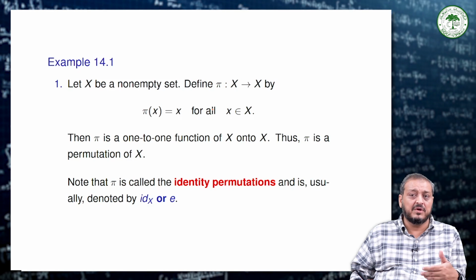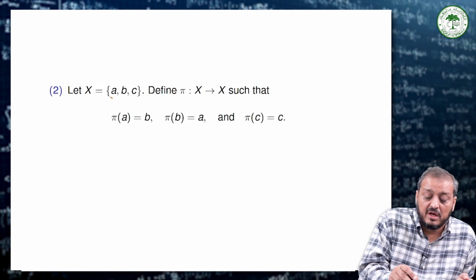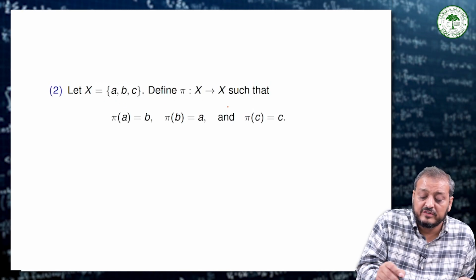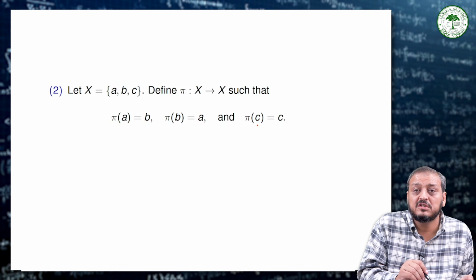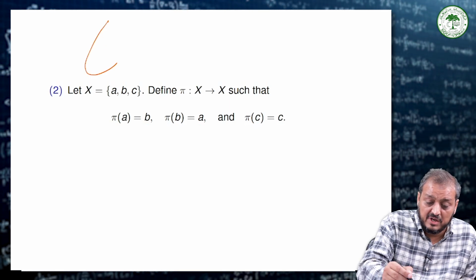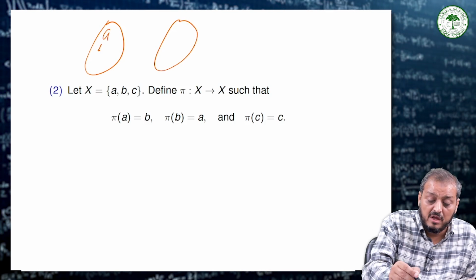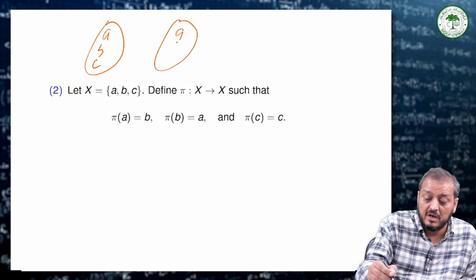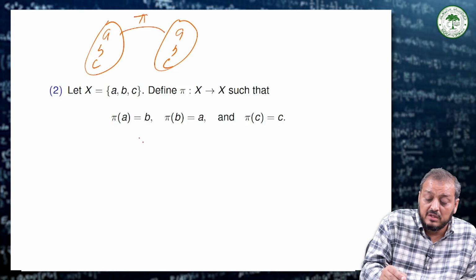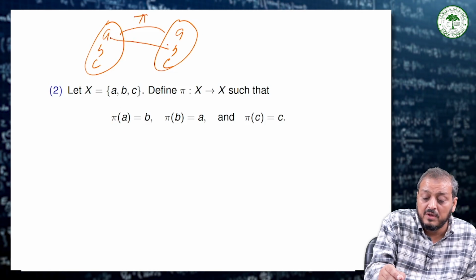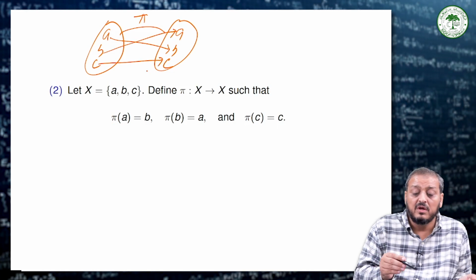Let us look at some non-trivial examples. We take X equal to the three elements a, b, c, and pi from X to X is defined in such a way that pi of a is equal to b, pi of b is equal to a, and pi of c is equal to c. We draw a, b and c, and again a, b and c.